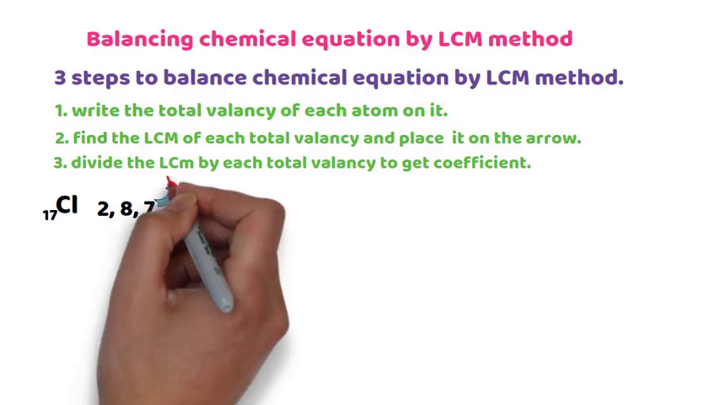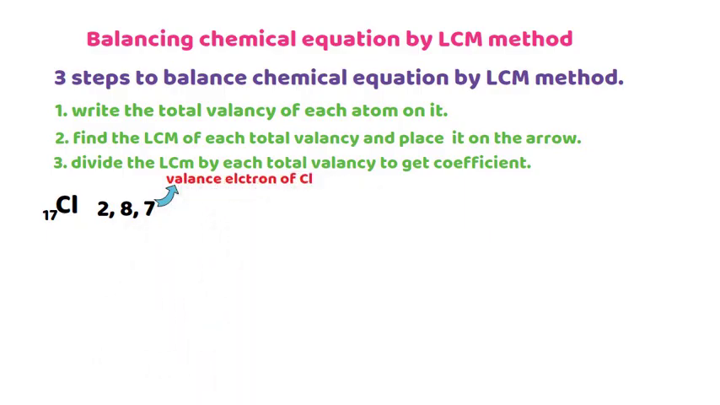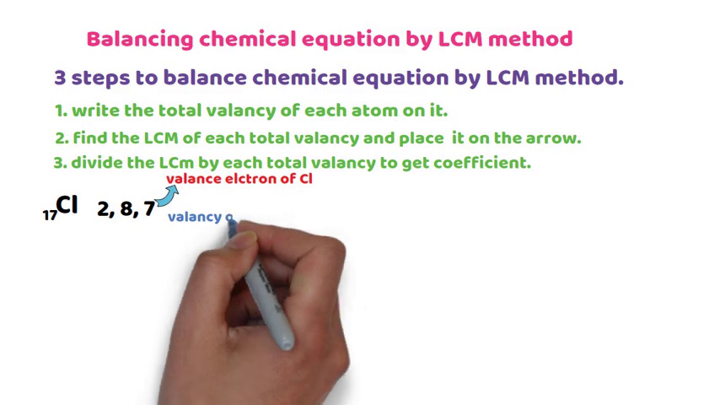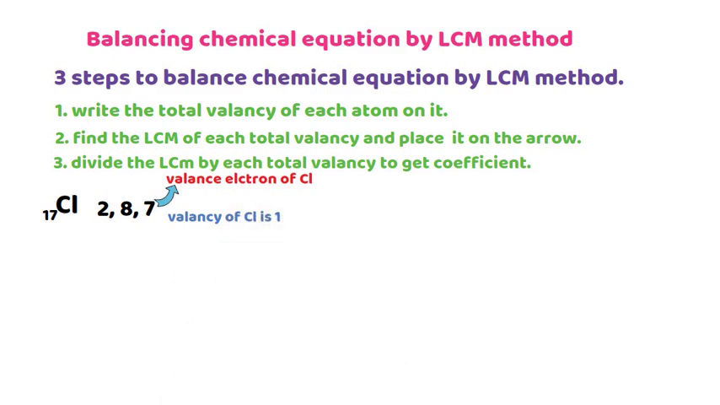Chlorine, the symbol is Cl, and its atomic number is 17, electron configuration 2, 8, 7. So 7 is the valence electron of chlorine. The balance of chlorine is 1, which means that chlorine needs 1 electron to attain 8 electrons in the outermost shell.